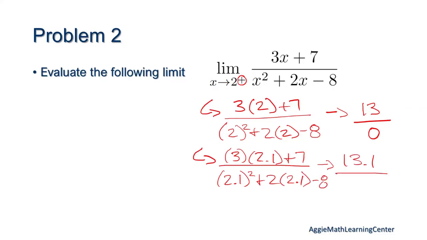And so we're going to get a super, super small number. Let's see, 2.1 squared is like 4.2-ish, plus another 4.2. So we're going to get a positive number that's going to be 0.04-ish. So if you have something really big on the top divided by something really small on the bottom, what are we going to get as it gets super, super close to 2 from the right?